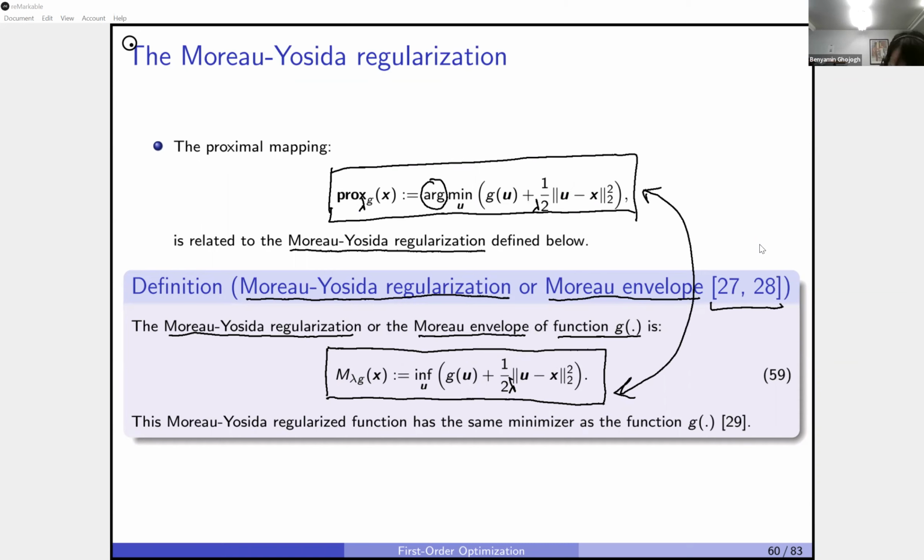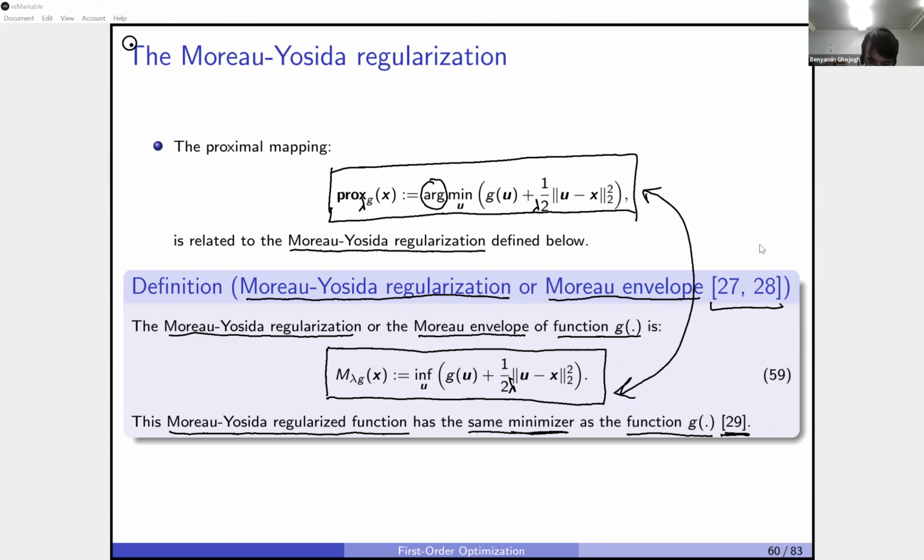Very similarly related. And according to reference 29, the Moreau-Yosida regularized function has the same minimizer as the function g. So the minimizer u star, which minimizes g, also minimizes this Moreau envelope of the function. That's an interesting fact.